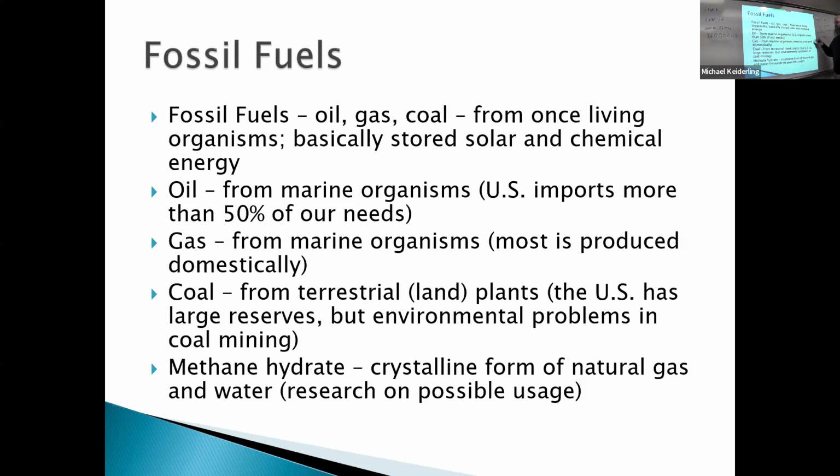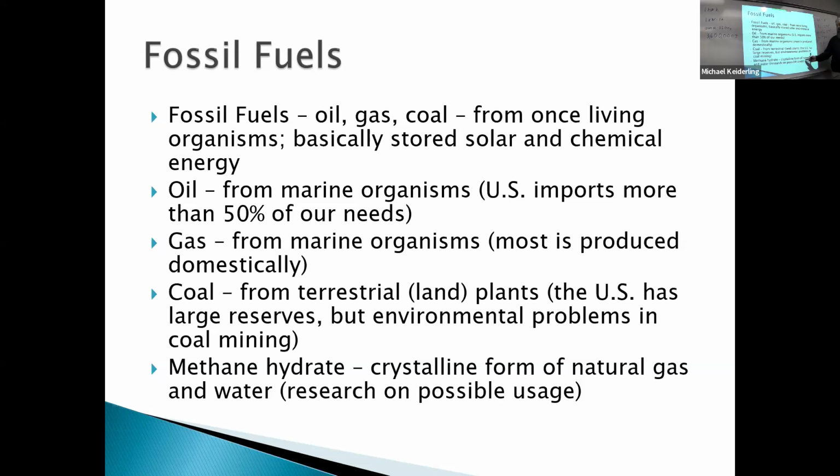The oil comes from marine organisms. Those numbers are not accurate because they're old and outdated. Gas also comes from marine organisms, again, that were buried and decayed and converted and fossilized and turned into gas. And then coal comes from terrestrial or land plants.